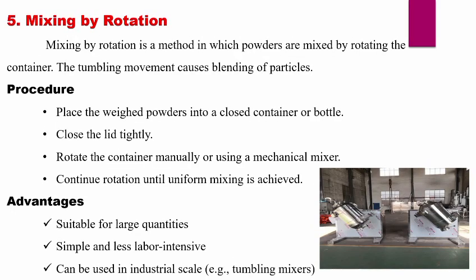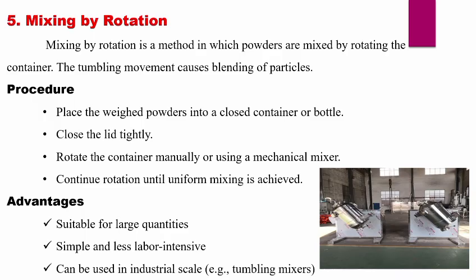Next one is mixing by rotation. This is a method which is mainly used in the industries. Here the powders are mixed by rotating the containers. This process is also known as tumbling. The tumbling movement causes the blending of particles.